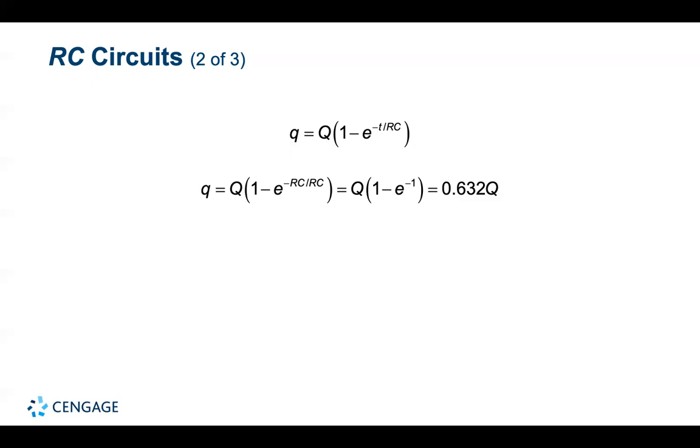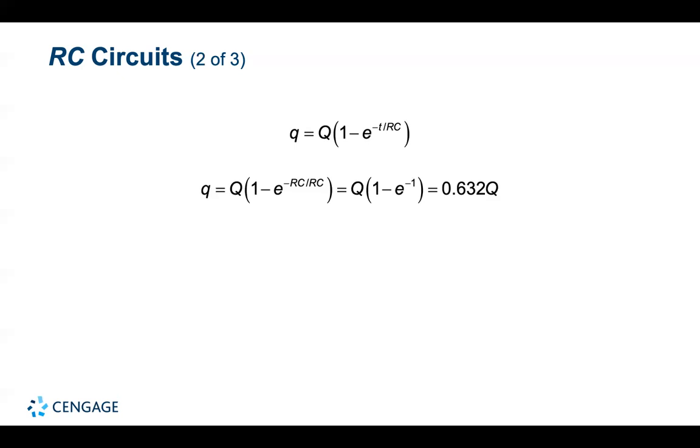The term RC in the equation is called the time constant tau. The time constant represents the time required for the charge to increase from 0 to 63.2% of its maximum equilibrium value. This means that in a period of time equal to one time constant, the charge on the capacitor increases from 0 to 0.632 Q. Let's see how this works by substituting t equals tau into the equation.